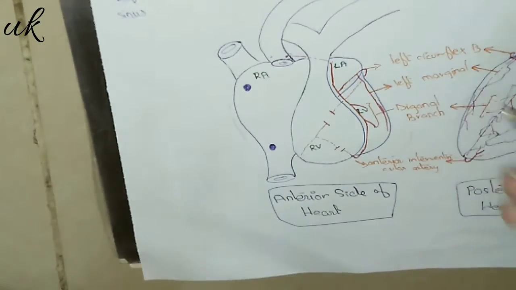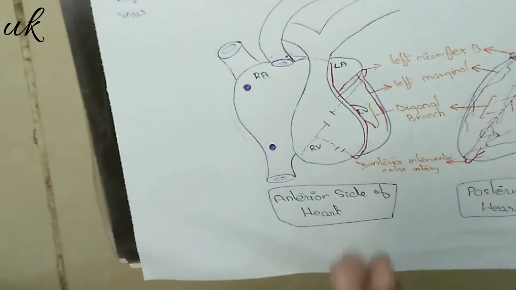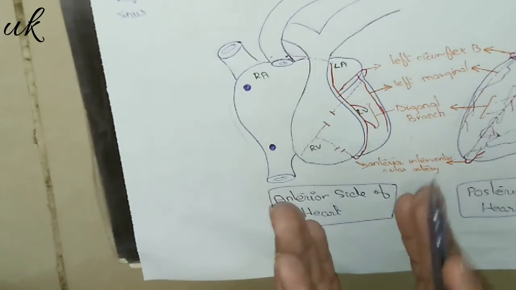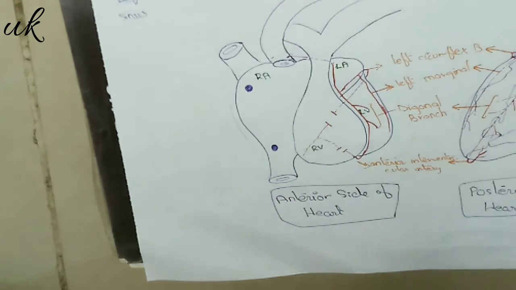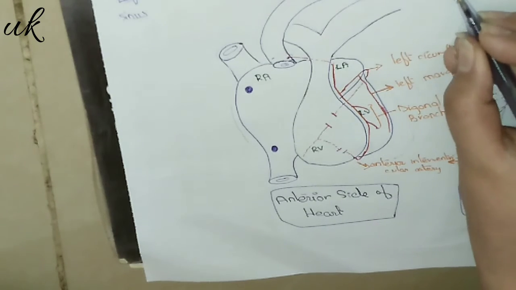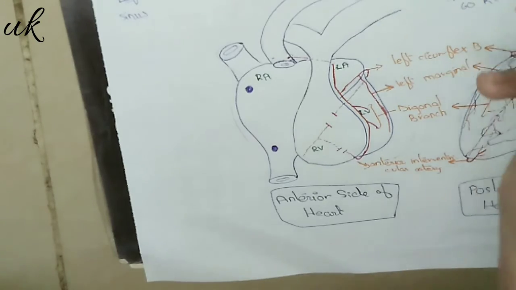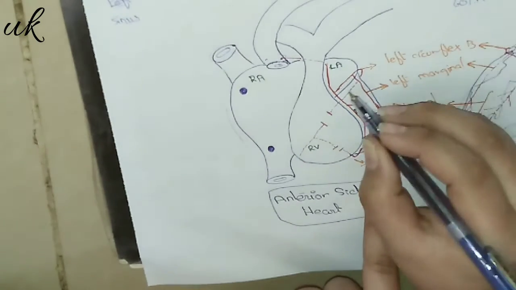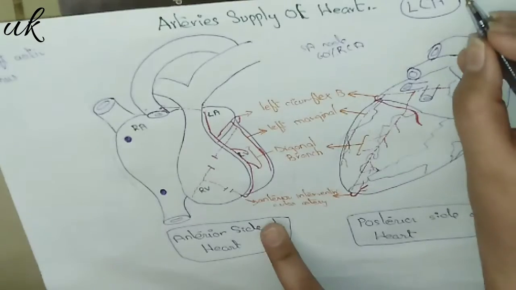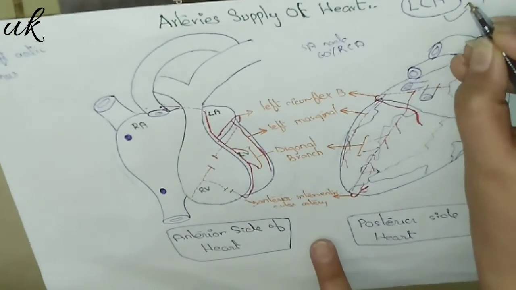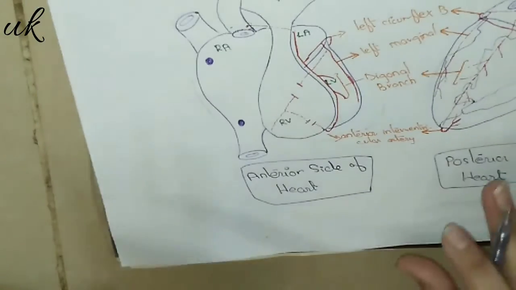Okay. In approximately 40% of people, the SA node branch arises from the circumflex branch of the left coronary artery, but in 60% of cases it arises from the right coronary artery. The first branch arising from the right coronary artery is the SA node branch, in 60% of cases, but in 40% of cases it arises from the left coronary artery. Okay, got it?